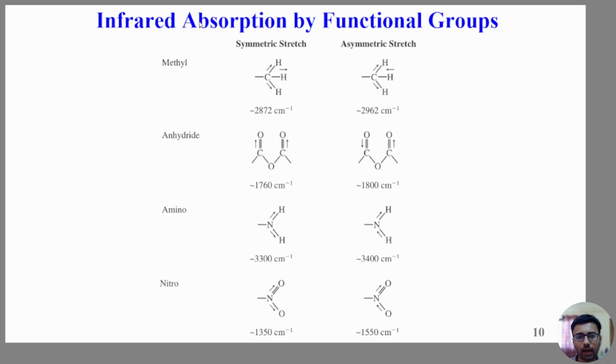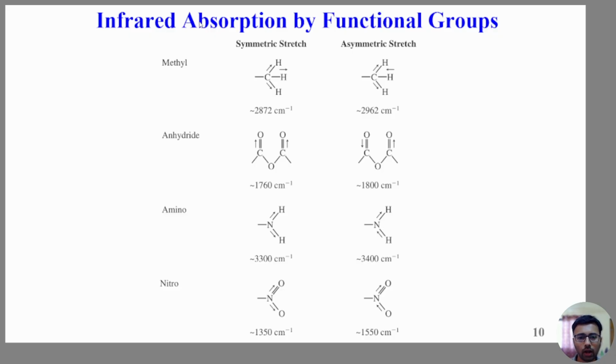Now compare that with the asymmetric stretching vibration. In this motion, the bonds move out of phase. One bond may be stretching while another is compressing. This motion is more complex and requires more energy. As a result, the absorption occurs at a higher wave number, around 2962 cm⁻¹.